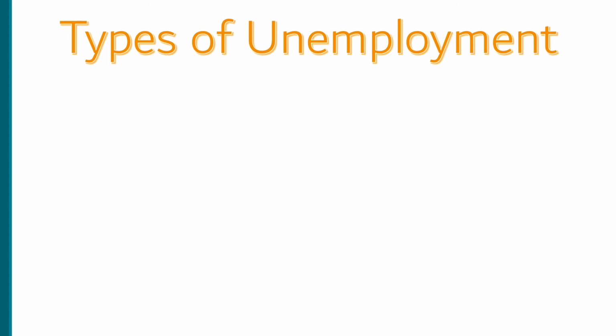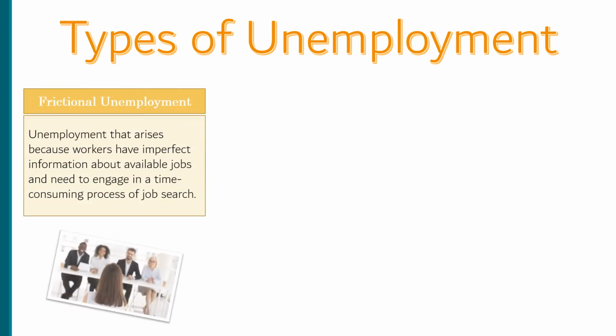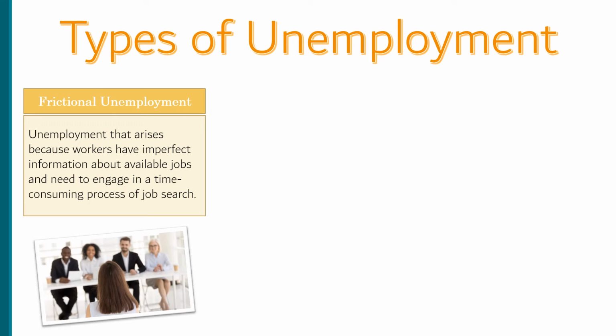There are many reasons a person might be unemployed. We typically categorize reasons into one of three types. First is frictional unemployment. This is unemployment that arises because workers have imperfect information about available jobs and need to engage in a time-consuming process of job search. In any given month, a lot of people will just be going through the normal process of finding a job. And that process takes time and effort, both for the job seeker and those trying to fill an open position. For this reason, we expect to see some unemployment every month without cause for concern.